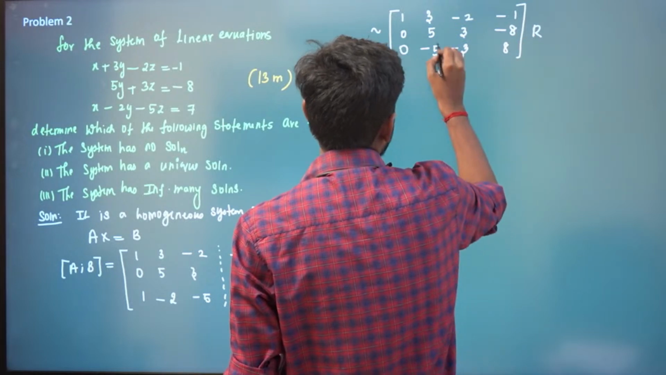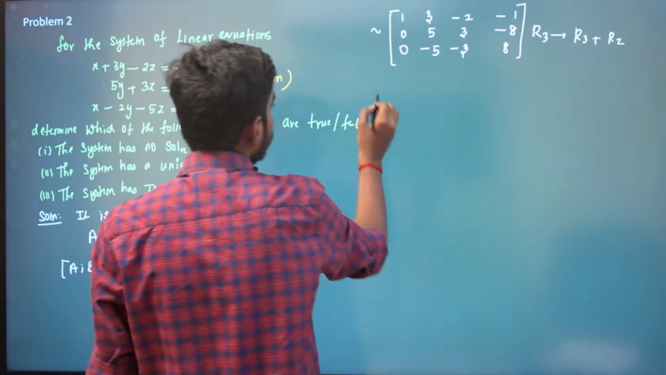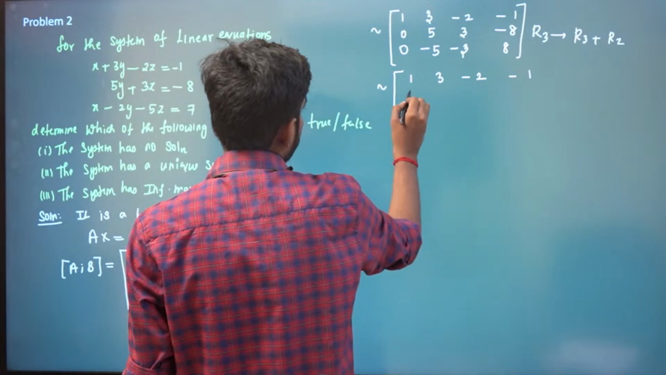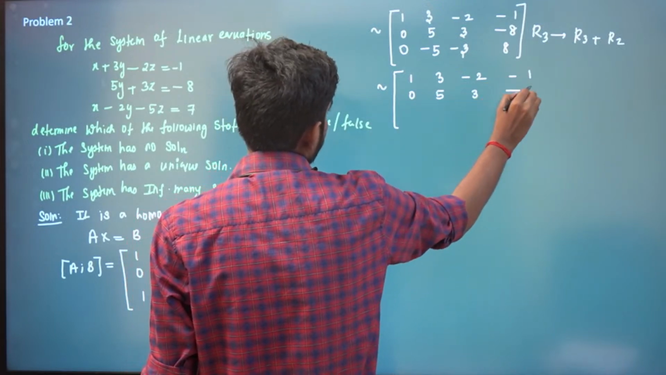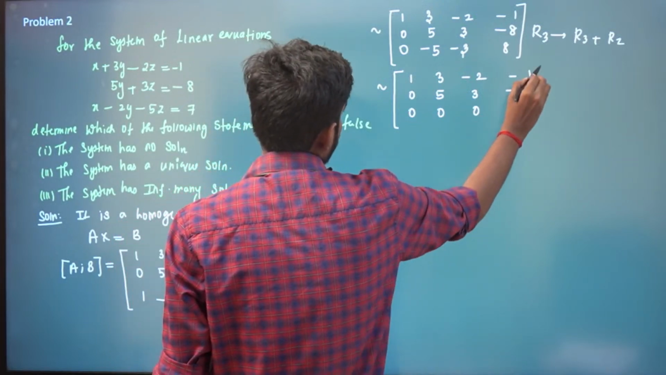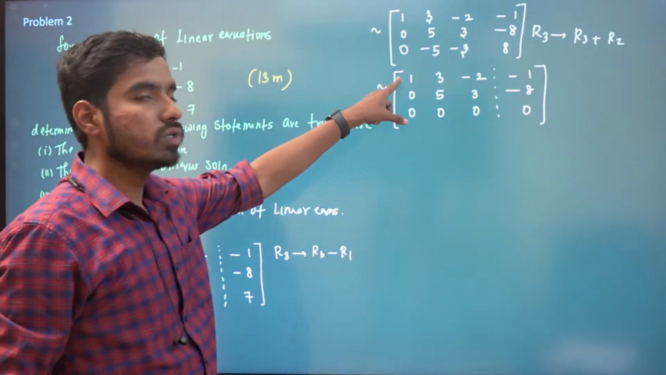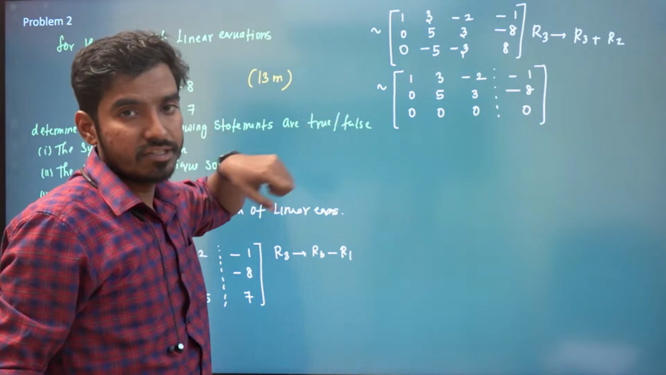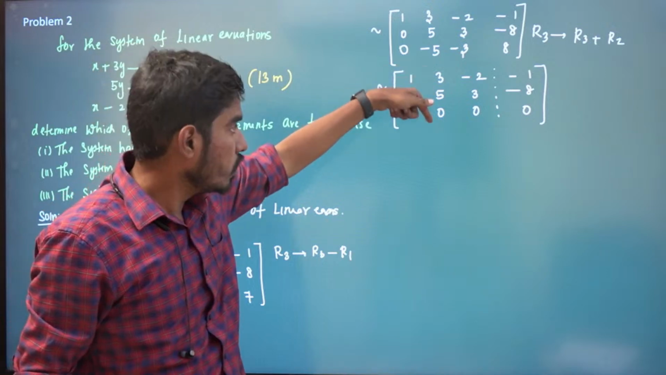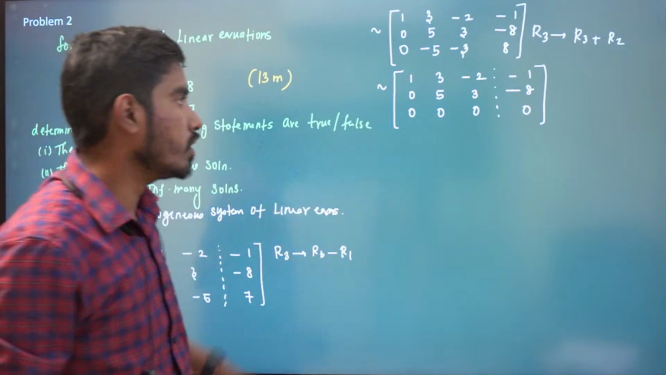Now we will make this element 0. So we have R3 transformed to R3 plus R2. So this is equivalent to 1, 3, minus 2, minus 1, 0, 5, 3, minus 8. If you add, you will get 0, 0, 0, 0. So which is in row echelon form, right? Because the first row, first non-zero element, below that everything is 0, below the corresponding column. Second row, first non-zero element is 5, below that everything is 0. And third row, there is no non-zero element. So this is in row echelon form.